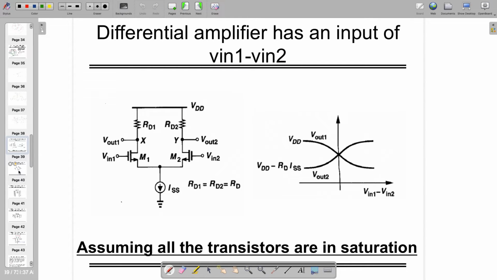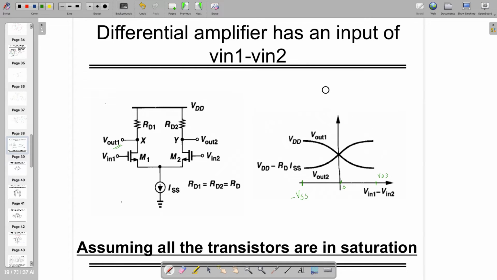So adding this particular analysis which I explained to you, let's understand one thing: if I am applying V in 1 minus V in 2 from 0, sorry, let's assume that this is not 0, but it's going from minus VSS to plus VDD. First of all, it's very easy to understand in case of V out 1. If V in 1 minus V in 2 both are 0 at the middle point, if both are 0 means both are equal.